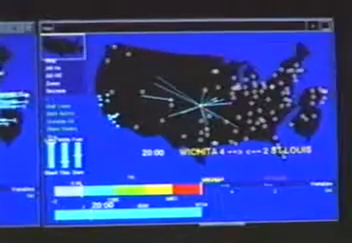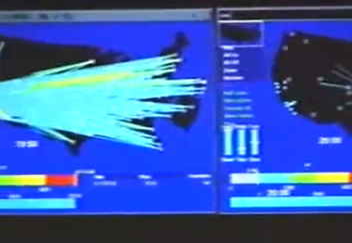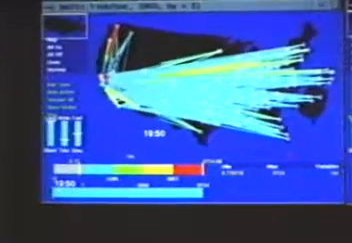We know it's a relatively minor problem because the lines are blue. There are 4 blocked calls from Wichita to St. Louis and 2 from St. Louis to Wichita. We would have missed this problem if we had been watching only this display.